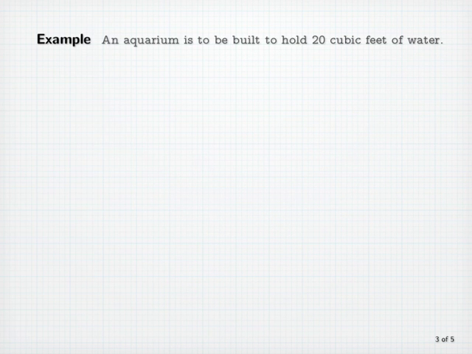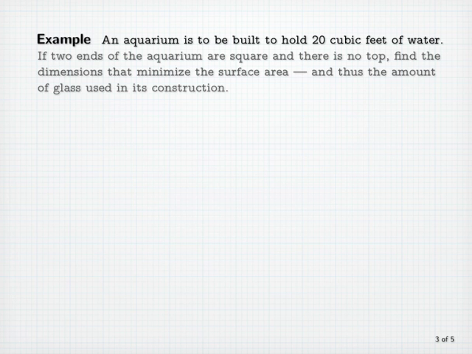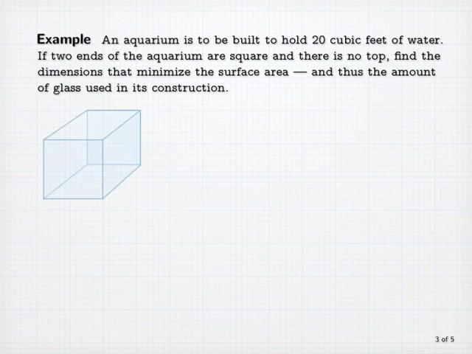Example: an aquarium is to be built to hold 20 cubic feet of water. If two ends of the aquarium are square and there's no top, find the dimensions that minimize the surface area and thus the amount of glass used in its construction. Let's start with a simple figure.